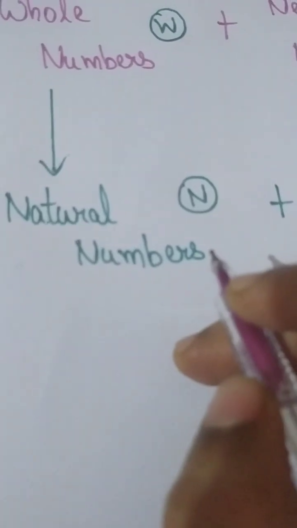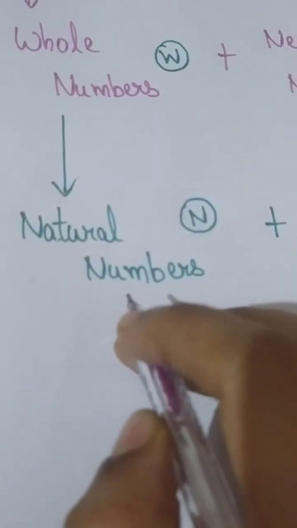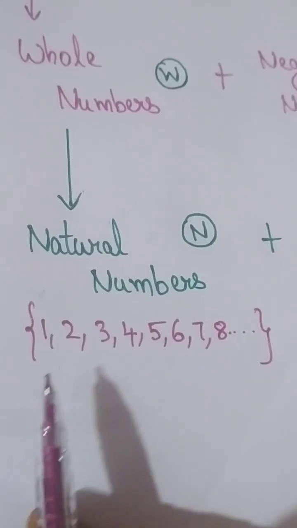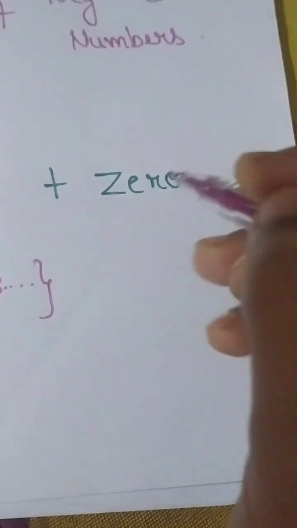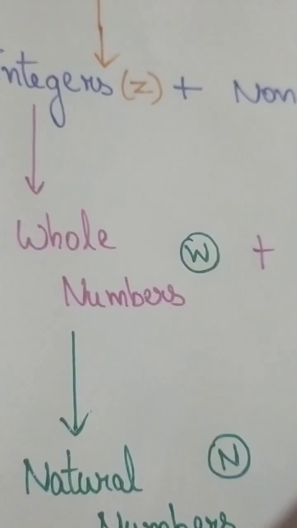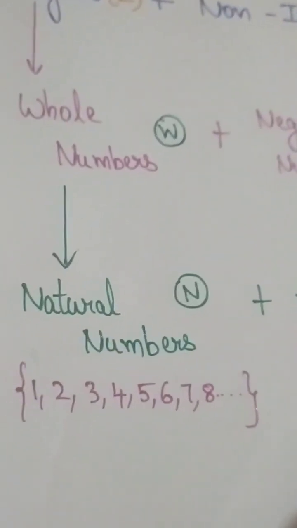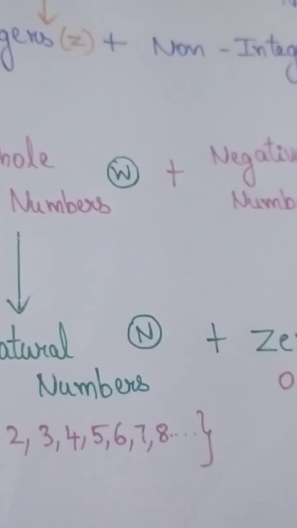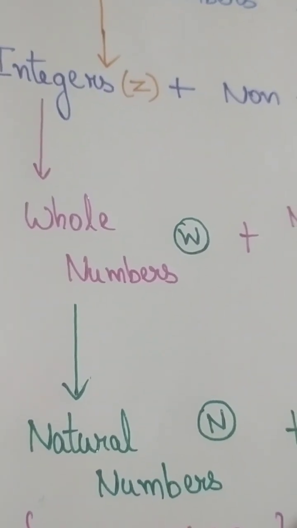Let me explain, starting from natural numbers. Natural numbers start with 1, 2, 3, 4, and it goes on. 0 you already know, it's the number 0. Whole numbers consist of natural numbers and the number 0. A whole number is a collection of positive integers and 0.